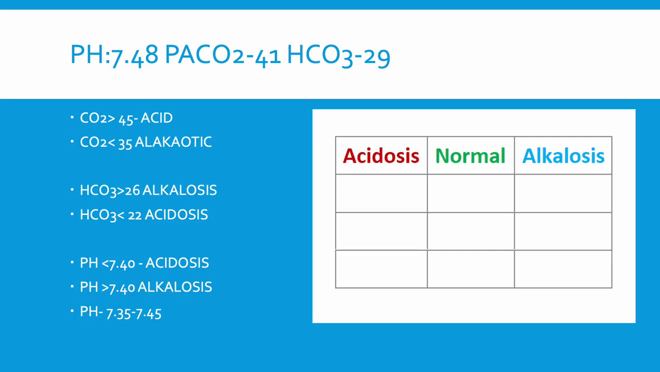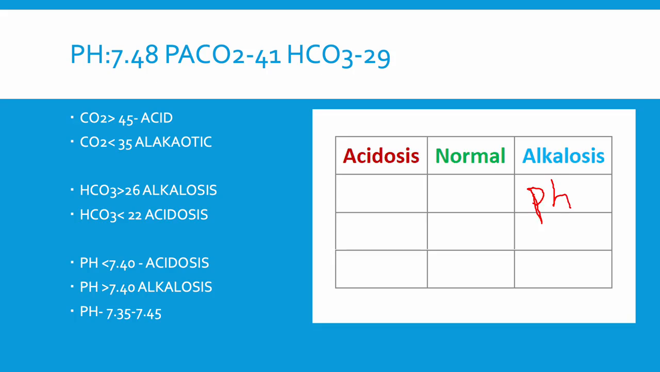All right, so the question says that the pH is 7.48. Normal pH levels is what? 7.35 to 7.45. So this pH is high, so this pH is going to be considered alkalosis. So we're going to go over here and write pH.